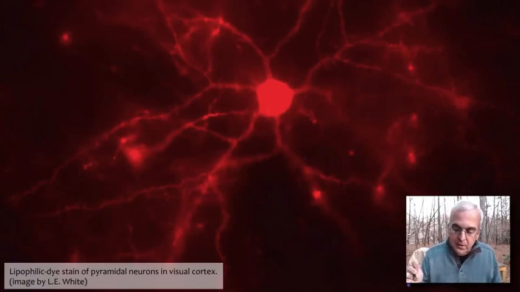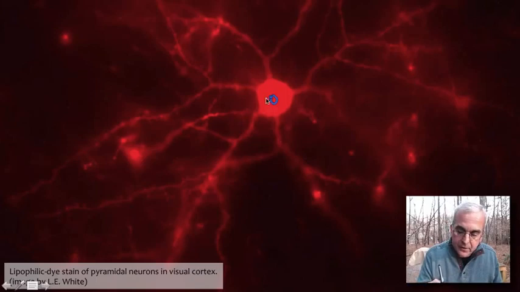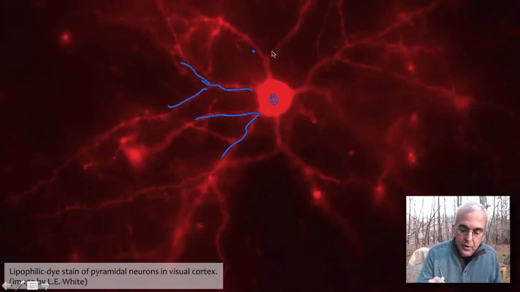Here's another pyramidal cell in the visual cortex, but we don't see its apical dendrite because we're looking down from the top, so its apical dendrite is actually right about there. And then here's its cell body, and from its cell body are all these beautiful branching basal dendrites.